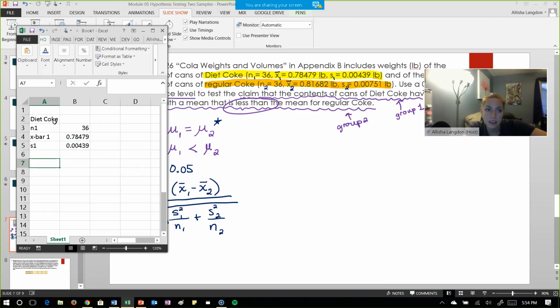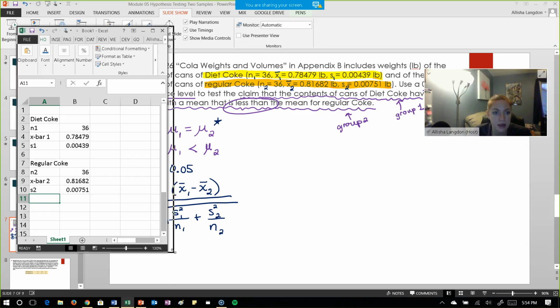0.00439. Great. Now let's go ahead and do our regular Coke, which is group 2. So this is N2, it's 36. X bar 2 is going to be 0.81682. Double check that I typed that correctly. And then S2 is going to be 0.00751. Double check that you typed that all correctly.